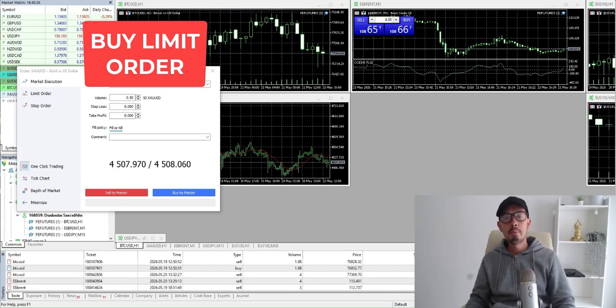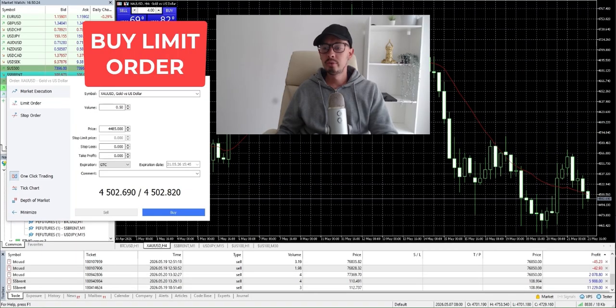For example, gold is currently trading at 4502, so it's really volatile. So this is the current price, you can see on the screen. This is the MetaTrader 5 platform, by the way. So do I want to buy or sell right now? I don't want to buy and I don't want to sell.